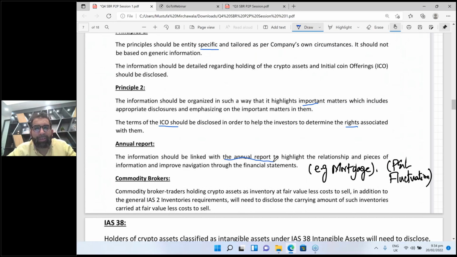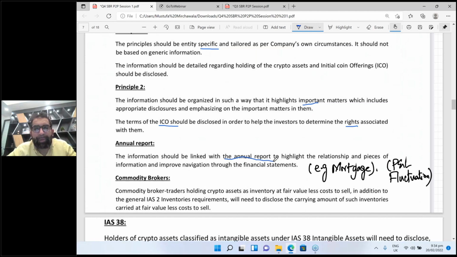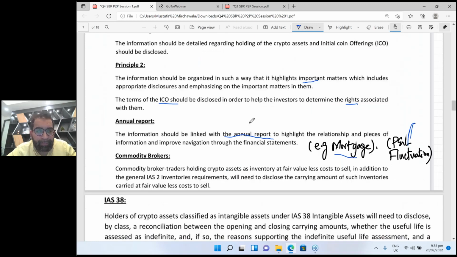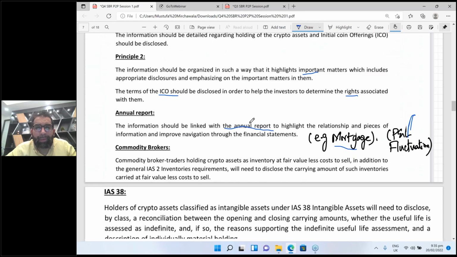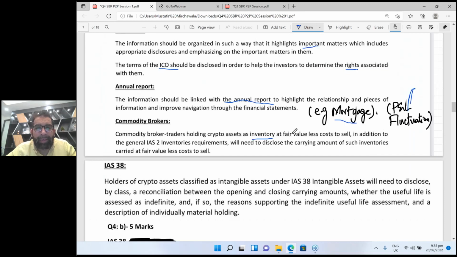I gave you the example of mortgage. I gave you the example of P&L fluctuation, right? Then if you are a commodity broker, then you have to treat it as inventory and record it at fair value less cost to sell. Fair value less cost to sell. Okay.